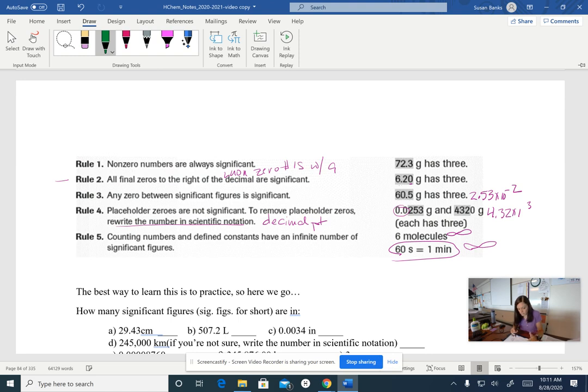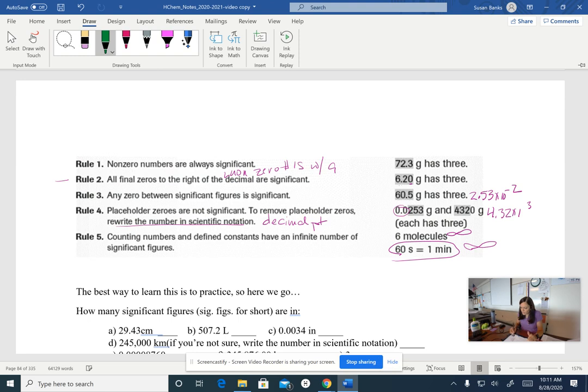They're just placeholders. Okay, number 3, any zero between significant figures or non-zero numbers is going to be significant. So 60.5 will have 3 significant digits. Number 4, placeholder zeros are not significant. So the way to do that is to rewrite the number in scientific notation.